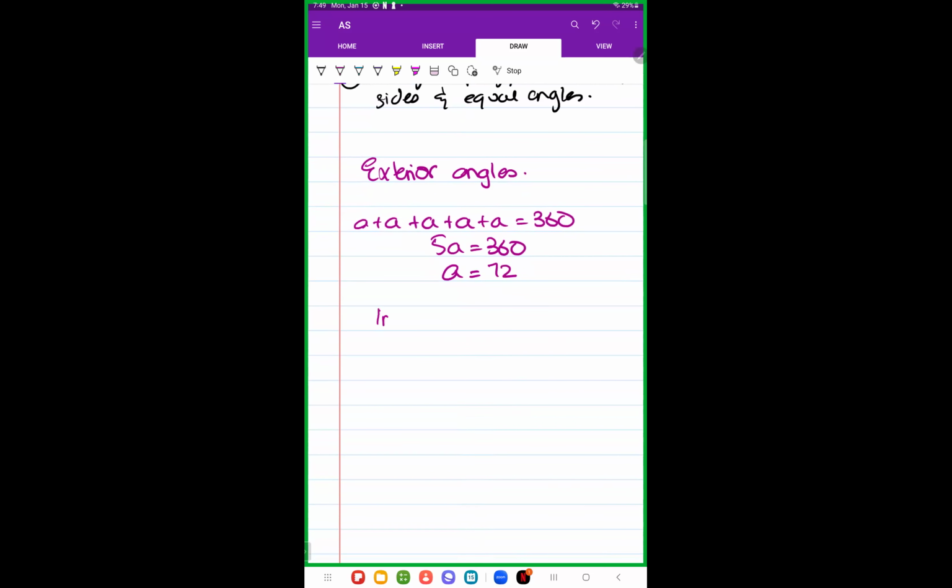Let's talk about the interior angles now. So I have B. So B plus B plus B plus B plus B should be equal to n minus 2, which is 3, into 180. Why 3, not 5? 5 minus 2, right? n minus 2. Oh, yeah, 3. So that's 540. 5B is equal to 540 and B is equal to 108. Make sense? Okay. Try to do question 2.